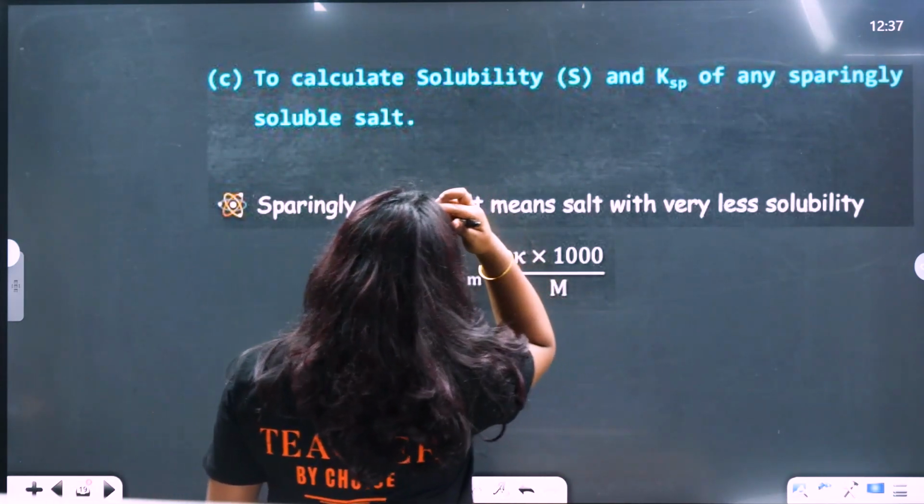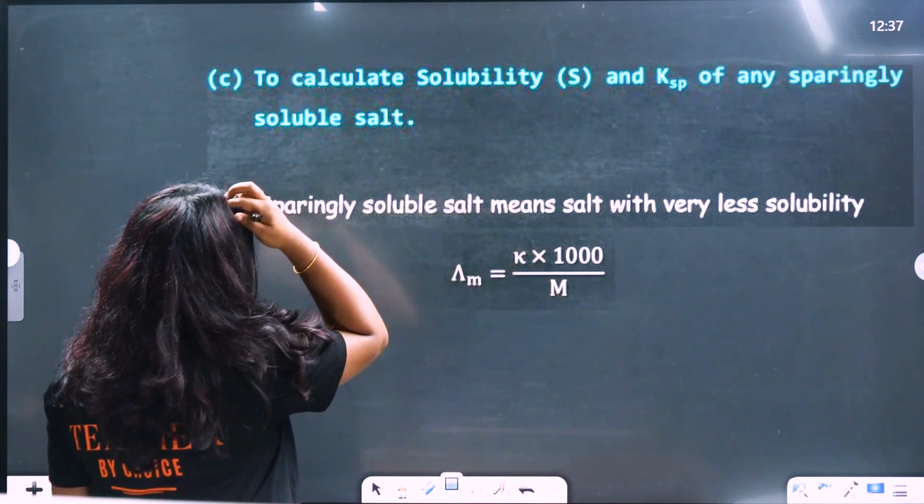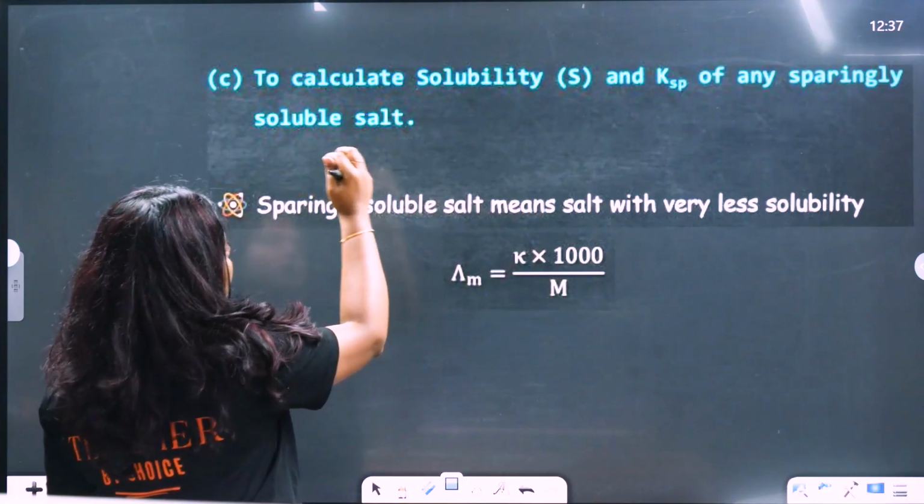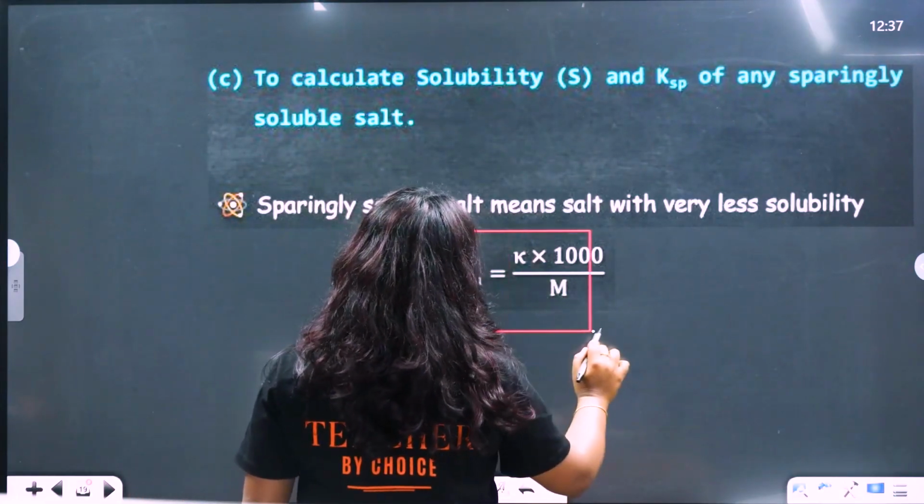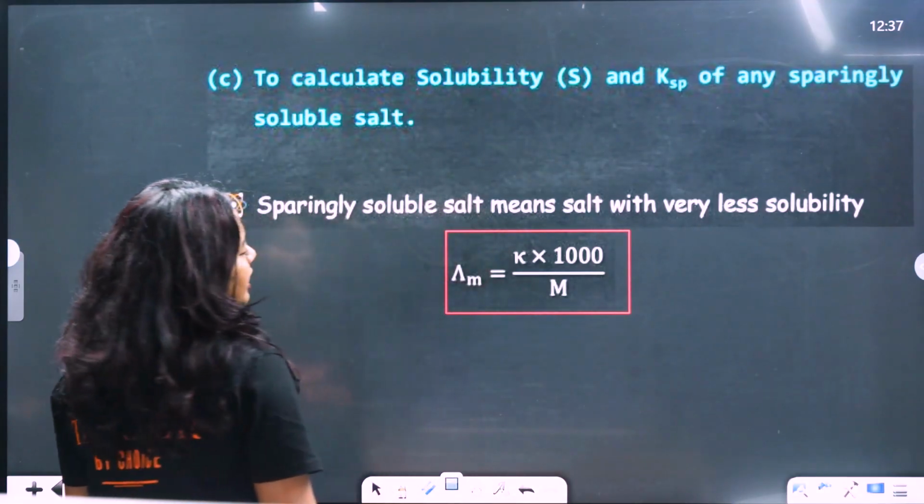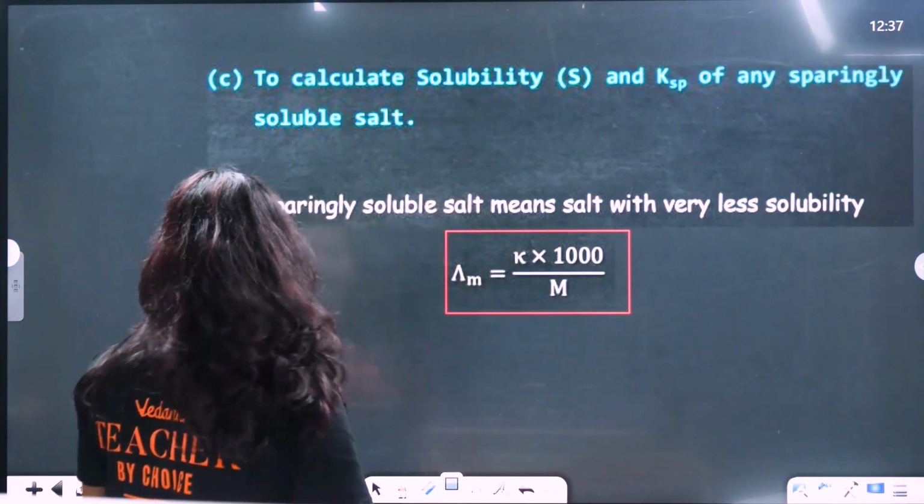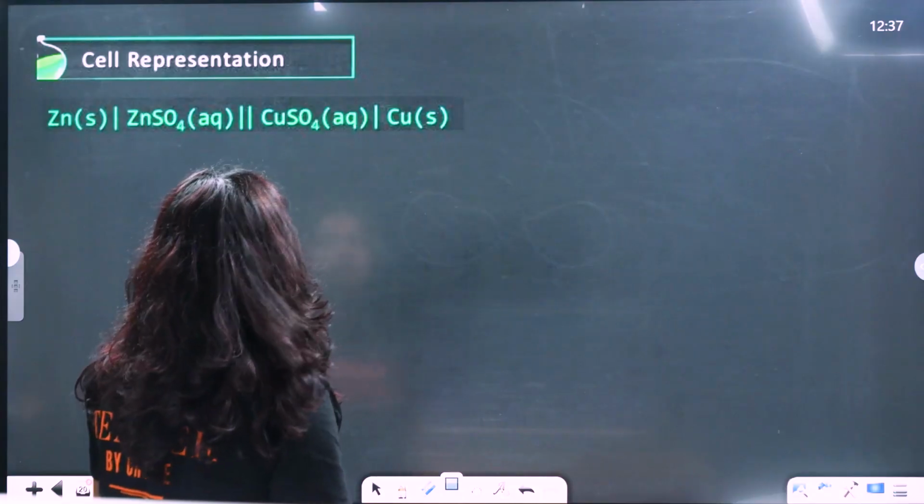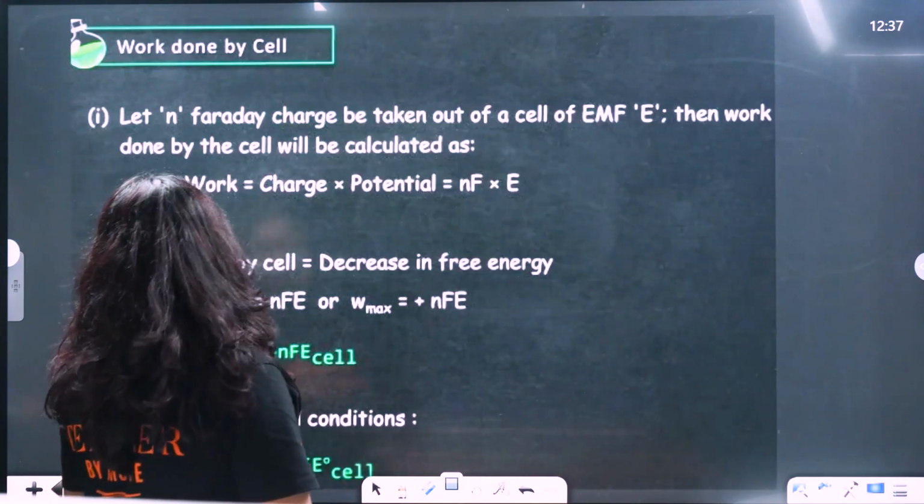So that is actually in order to calculate the solubility and the solubility constant of any sparingly soluble salt. So that is also we will be finding it with the molar conductivity, or conductance equal to conductance into 1000 divided by the molarity. So now we are going to look into the cell representation.